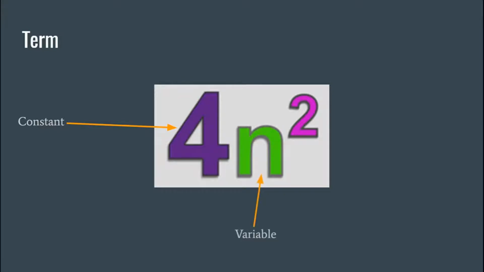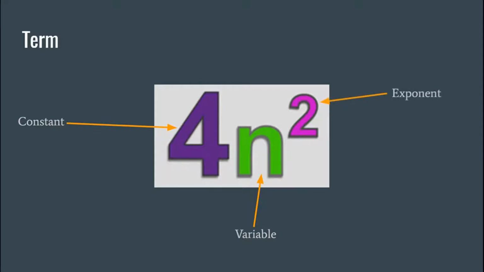Okay, next is the variable, which usually is represented by some letter. In this case, it's an N. Most times you see it as an X or a Y. Sometimes you'll see Z, W. It could really be any letter. There's 26 to choose from in our alphabet.